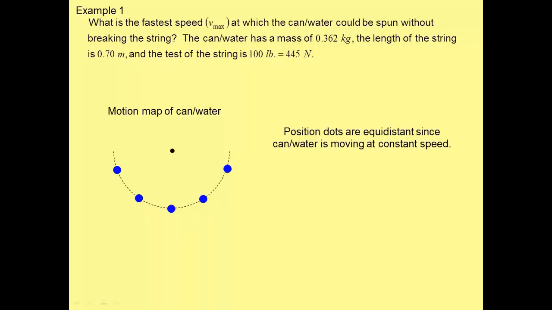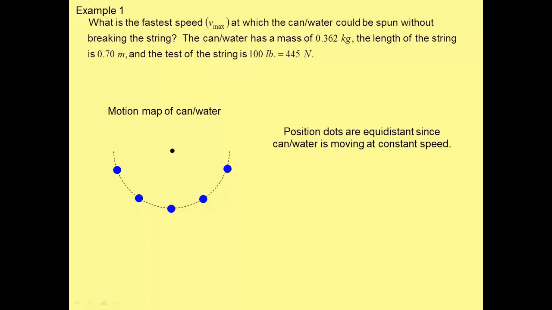So all of these should be the same distance along the arc apart. Now, constant speed means the velocity arrows should be the same length. However, the velocity itself is not constant. Remember that it is constantly changing direction. So what direction does the velocity act? Well, it's that special tangential velocity.